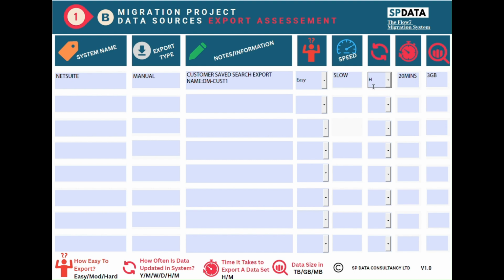How often is that data updated? Is it hourly, by minute, by day? And the total size of that record set. And then when you have a whole load of records, you get a total size. You can get an estimate of the total time it's going to take you to physically move that data out of the system. And that can be invaluable for your go live project planning. So definitely hold your data source inventory as a key document for your data project.